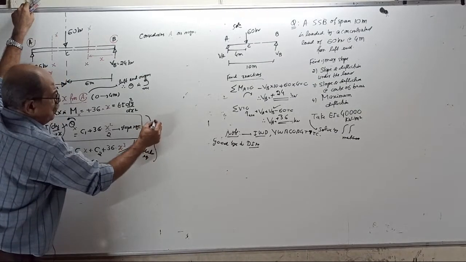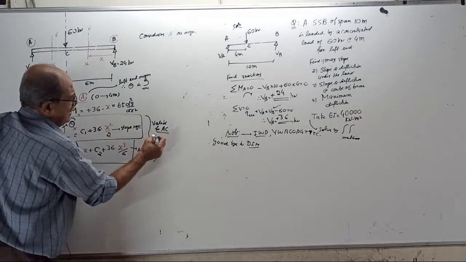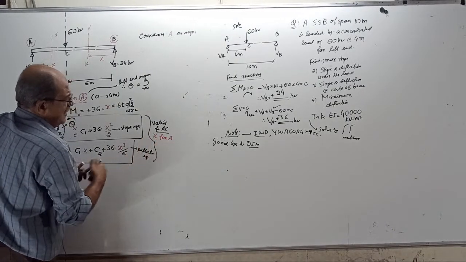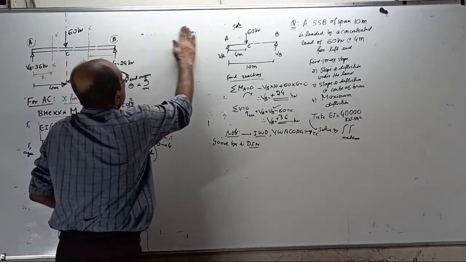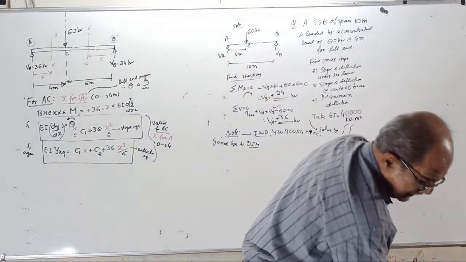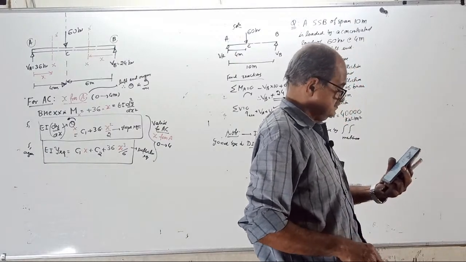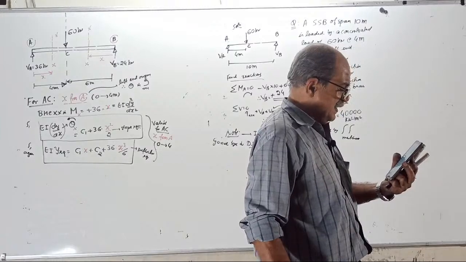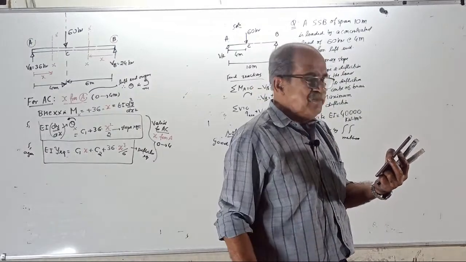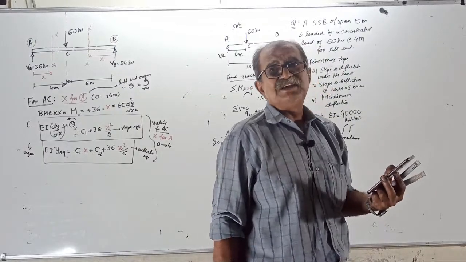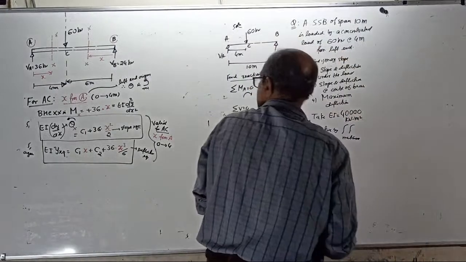Both these are valid for AC, x from A, and x limit is 0 to 4. Okay. Fully clear? Tell fast. If it is fully clear, I will go to the next part. After this question, we are not going to come once again to the double integration method. This question, see, Macaulay's method, how fast you can solve.